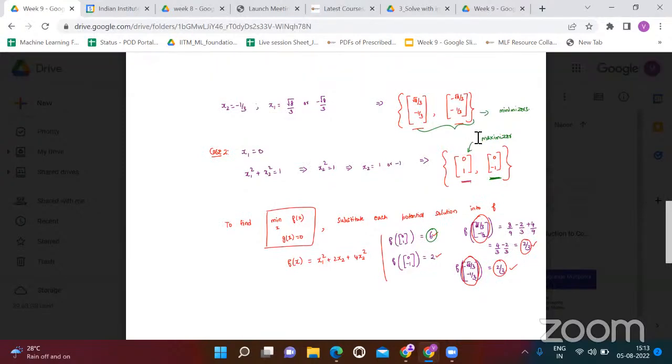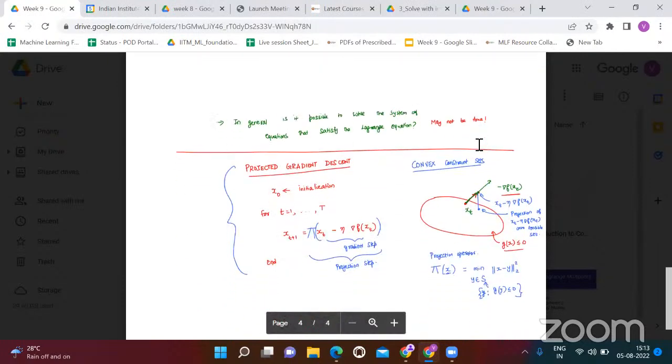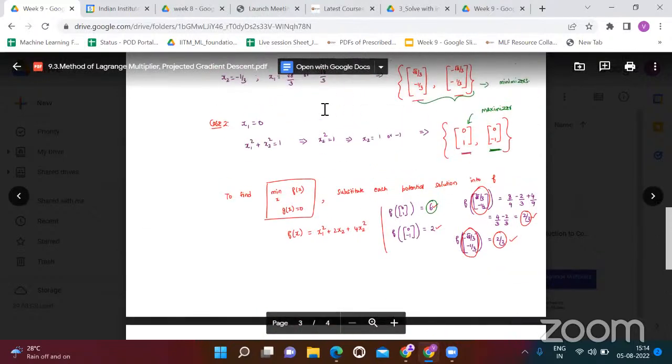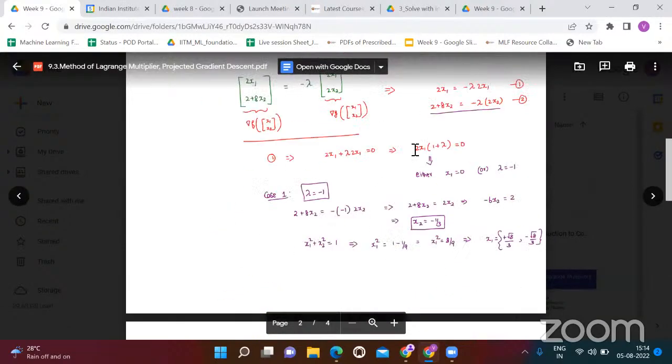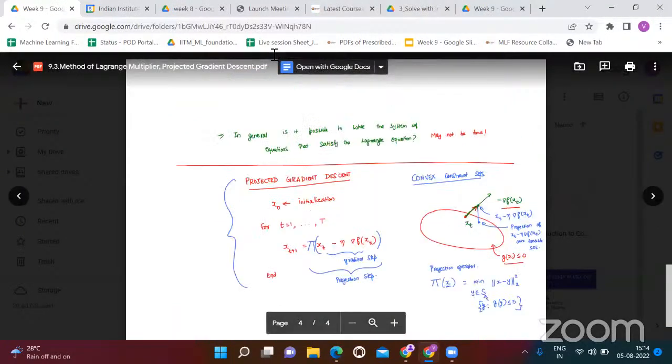The projected gradient descent is not important for the exam, but I'm just telling you for the... What is this repeating here? The voice is repeating? Your voice got confused. I don't know how it works. Okay, I'll just start this again.